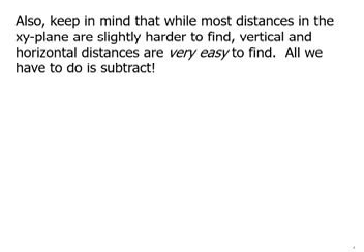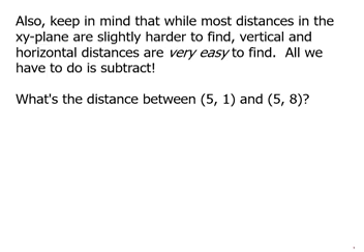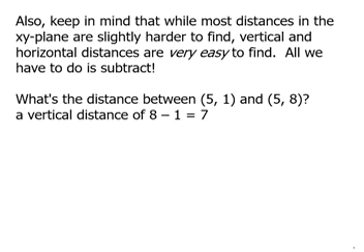Also, keep in mind that while most distances in the xy plane are slightly harder to find, and we're going to have a video on that later, vertical and horizontal distances are very easy to find. All we have to do is subtract. What's the distance between 5, 1 and 5, 8? Well, they're both on the same vertical line, so the x-coordinate doesn't change at all. The only thing that changes is the y-coordinate, so it's just a vertical distance of 8 minus 1, which is 7.